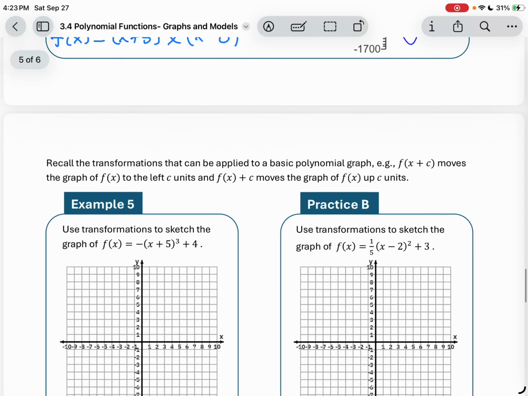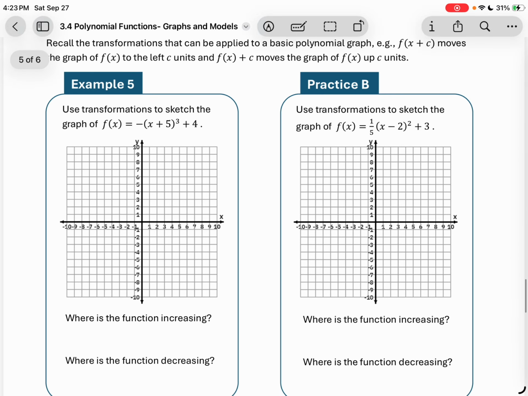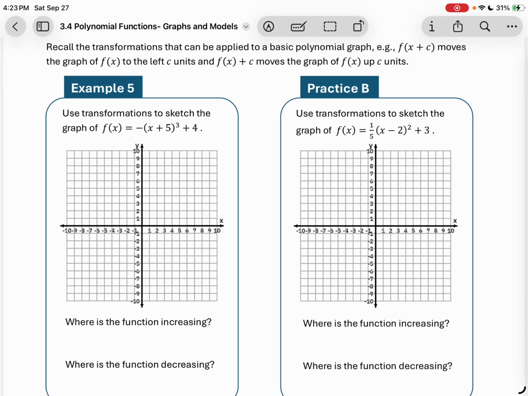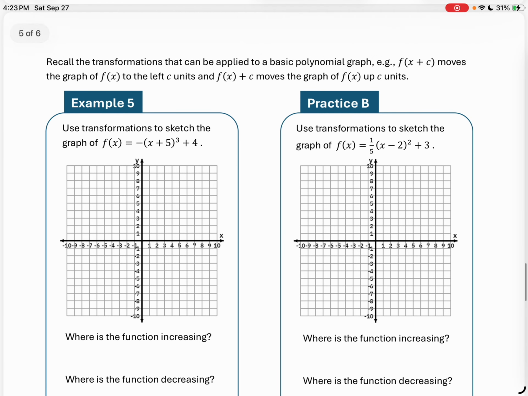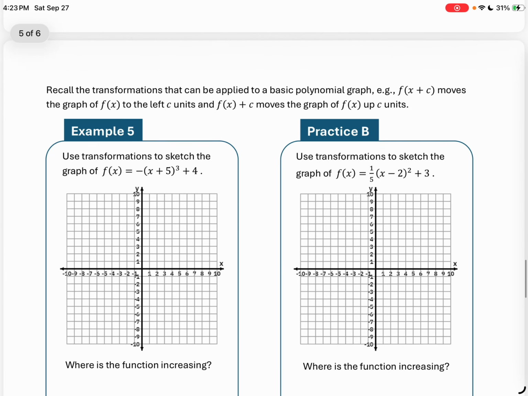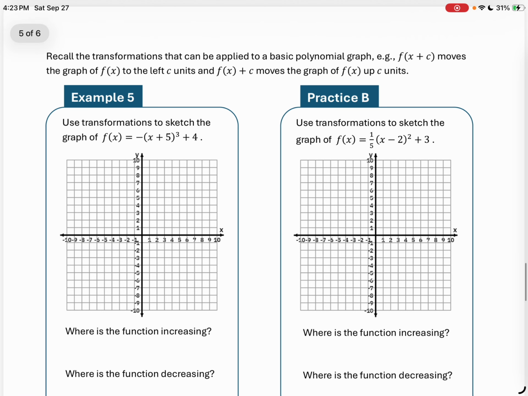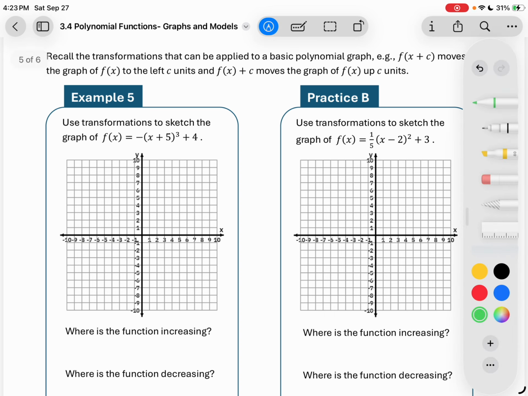So they also ask us in this section to use transformations to graph polynomial functions. So remember that if you add a number to the input before it goes into the function, that is a horizontal shift. If you add a number after it's come out, so you add it to the output, that's a vertical shift. And then the things that are being multiplied out front, those are going to stretch it.